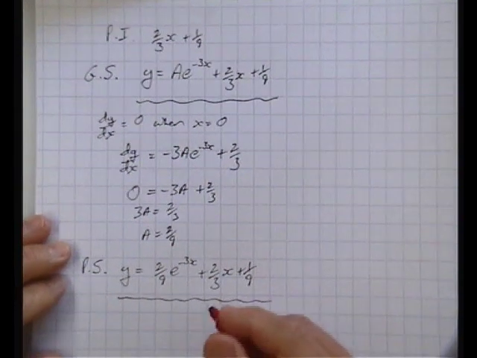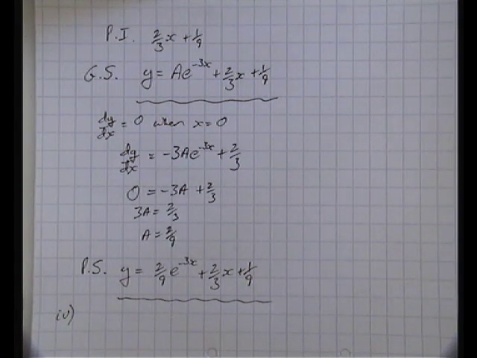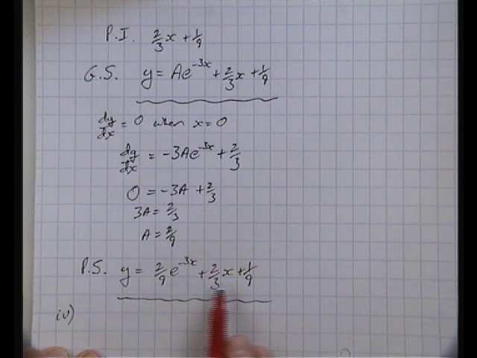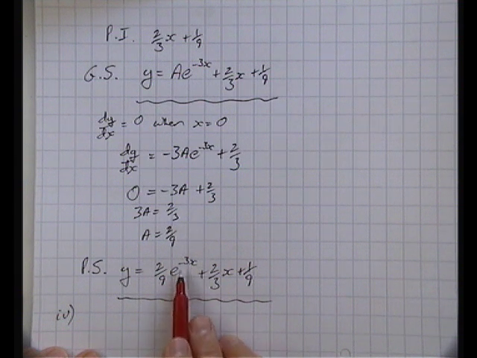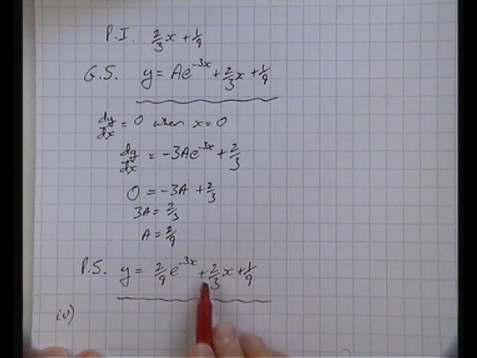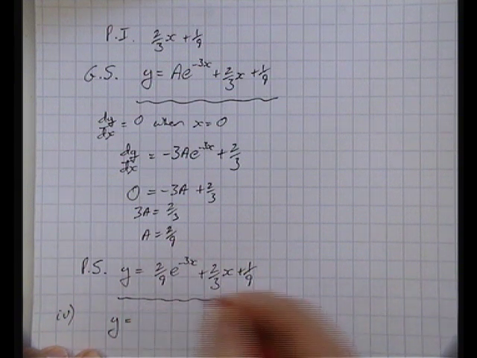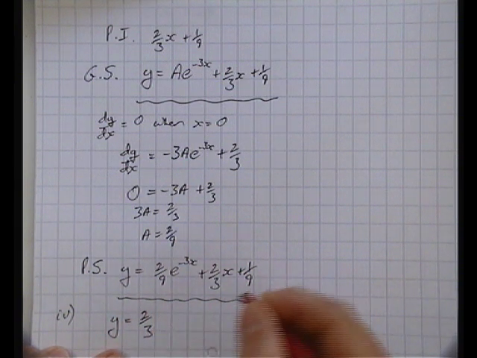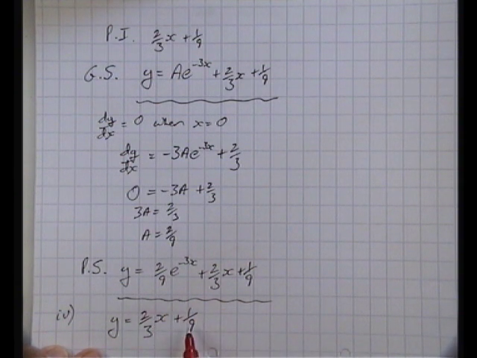And then the last part of this question asked us to write down a function to which y approximates when x is large and positive. Well, we'll have a look back at this function. When x is very large and positive, this e to the minus 3x is going to tend to 0 as x tends to infinity. So we can begin to ignore this term as x gets larger and larger. But this stays put. That's just 2/3 x plus 1/9. So the function it approximates to as x gets large and positive is y equals 2/3 x plus 1/9.